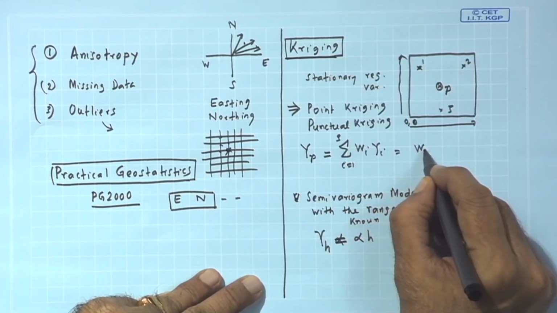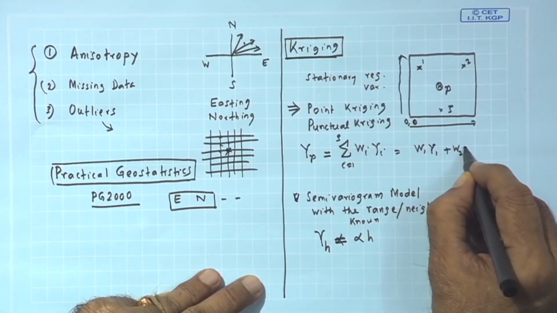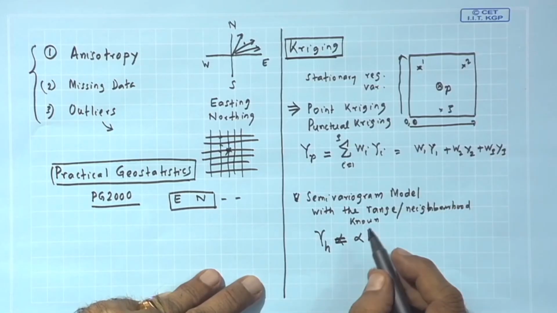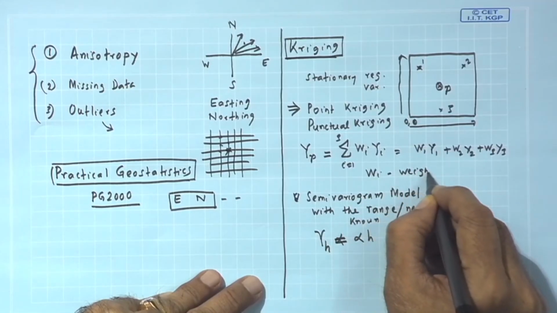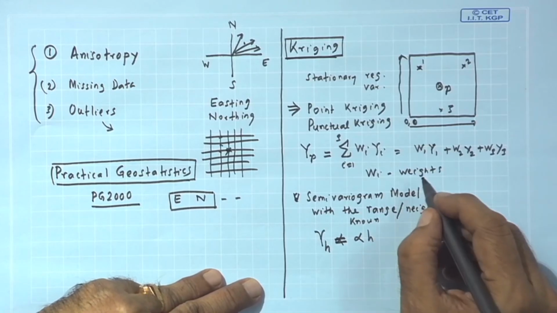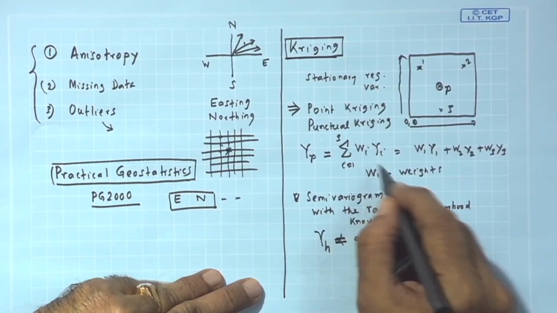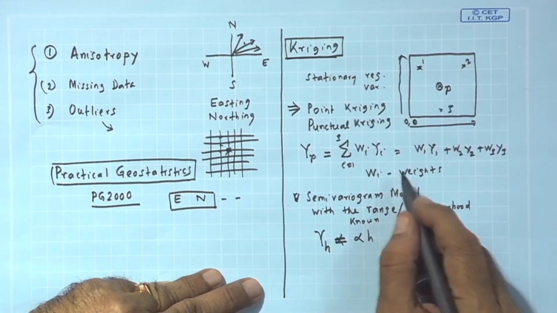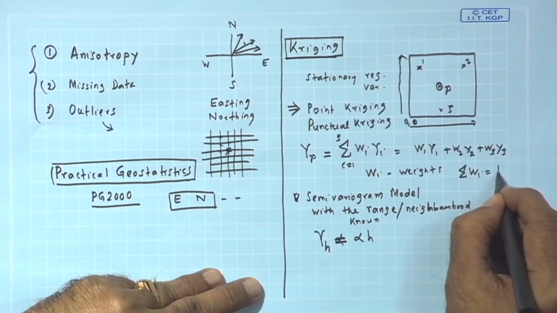We can put n is equal to 3. That means it will be w1 y1 plus w2 y2 plus w3 y3, and these wi are the weights. Please remember the inverse distance weighting method we used. The method we are using here is more or less analogous to that, and here the constraint is that sigma wi will be equal to 1.